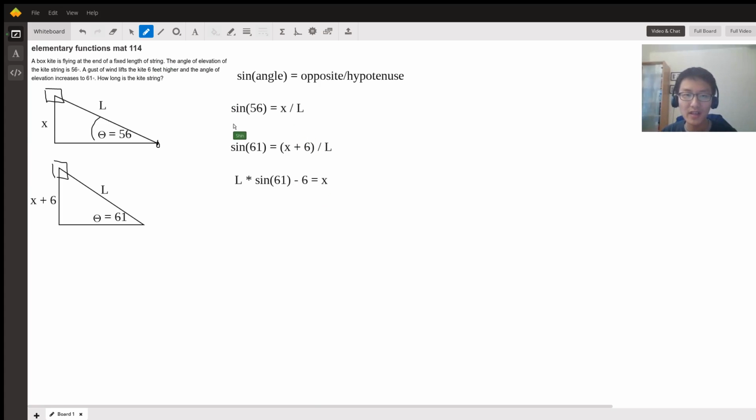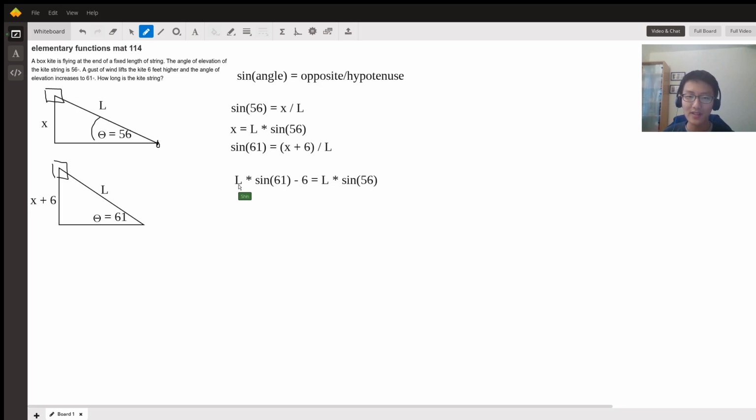Similarly, if you do the first one here, multiplying by L on both sides, you get L times sine of 56. Notice that x is equal to this and x is equal to that, so you just set them equal to each other. Okay, and then I'm going to expand that there. So now x is equal to L times sine of 56, and so we can say that these two are equal values.